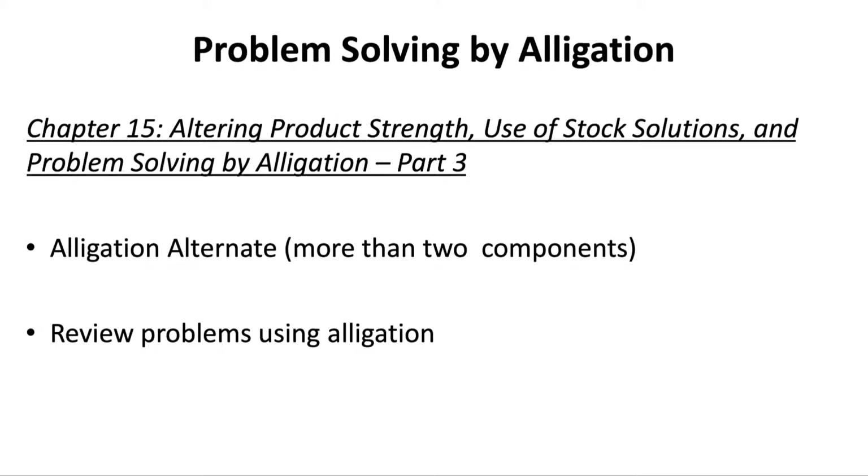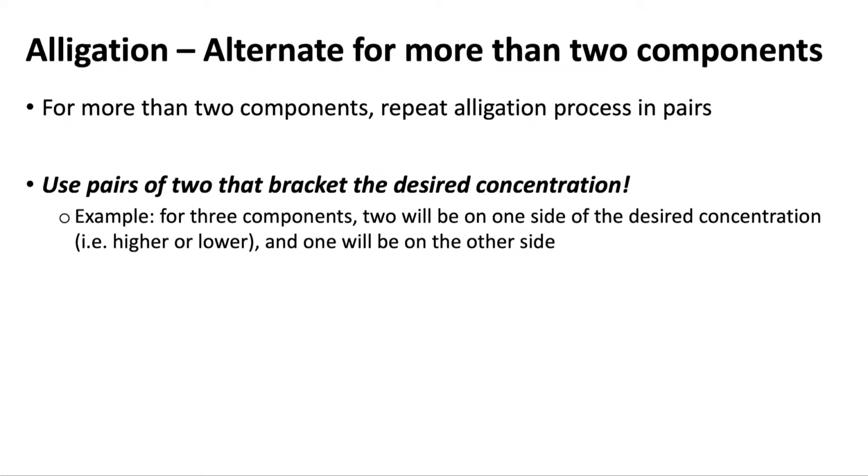Then we'll finish up this lecture with some additional practice problems to continue to hone your skills in using the alligation method for solving these questions, when our overall objective, again, is to alter product strength or concentration. So with that as a brief introduction, let's get started with the new component, which is about using the alligation alternative method when you have three or more ingredients that you want to combine together. The intent would be to combine these three different concentrations of ingredients to create a new concentration.